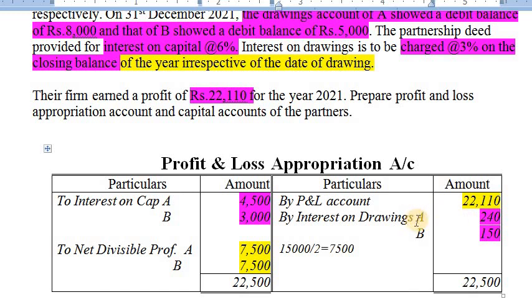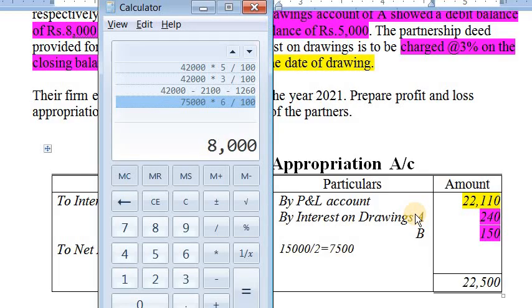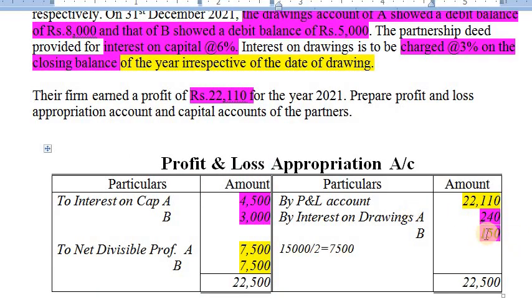So now this is taken from A on 8,000, 8 into 3 by 100, so 240, and B 150. Taken from A, given to partnership. So it will go back to A ultimately, but this is how we do it. This is how the entry should be. Step 1, taken from A, that we will see in the capital account.